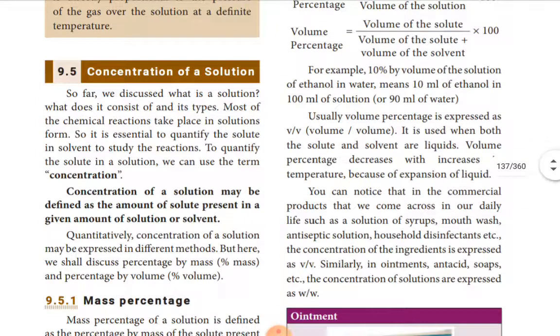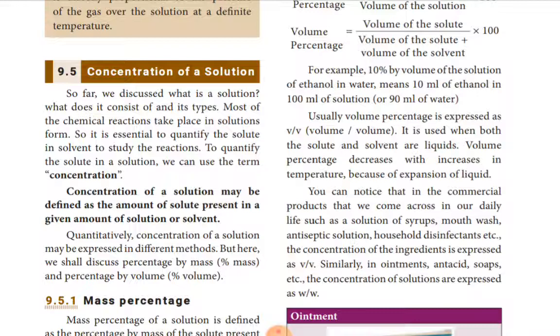The next term is concentration of solution. So far we have discussed what a solution is. A solution is a homogeneous mixture of solute and solvent. It consists of solute and solvent, and we have learned the types, based on physical state and also based on the solvent used and the amount of solute.